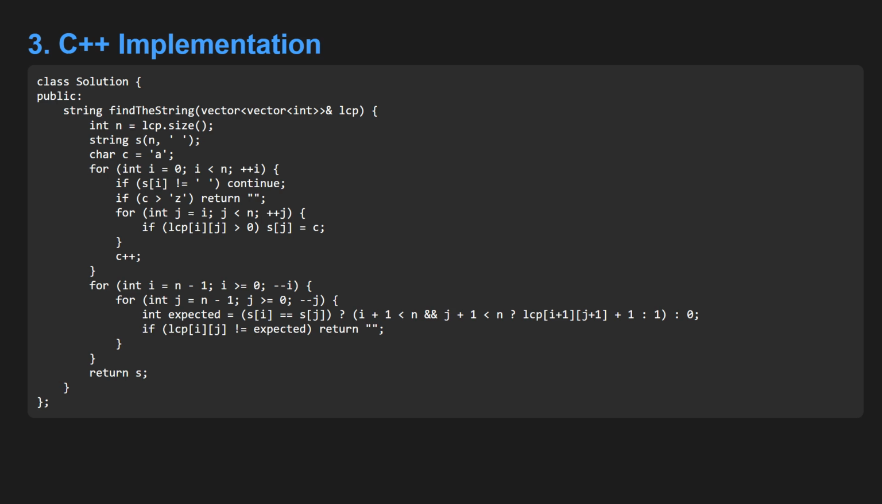After constructing the string, we validate it. We iterate backwards and compute the expected LCP using the recurrence relation. If characters match, it's 1 plus the diagonal element LCP[i+1][j+1], else 0. If the expected value doesn't match the given matrix at any cell, we return an empty string. Finally, we return the constructed string.